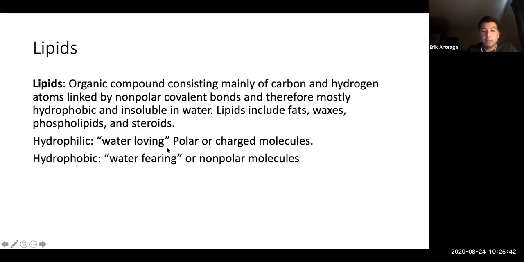So hydrophilic, meaning water-loving, these are polar or charged molecules, right? So hydrophilic, philic meaning loving, and hydro meaning water. So again, these are charged molecules. So sugar, it is charged. Proteins are charged, right? Sodium chloride, hydrophilic, they're charged. They can dissolve or mix in water. So hydrophobic, so water-fearing, again, are non-polar molecules. These are going to be lipids or fats.